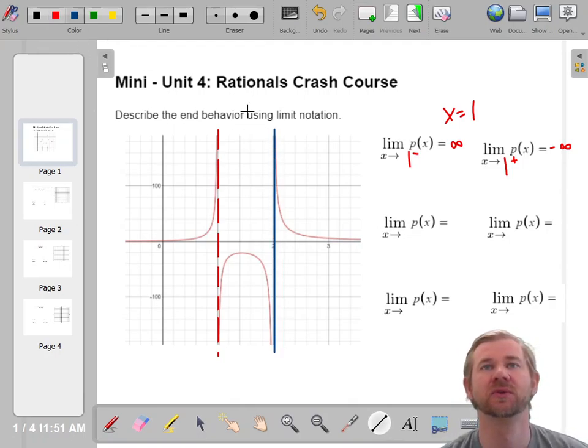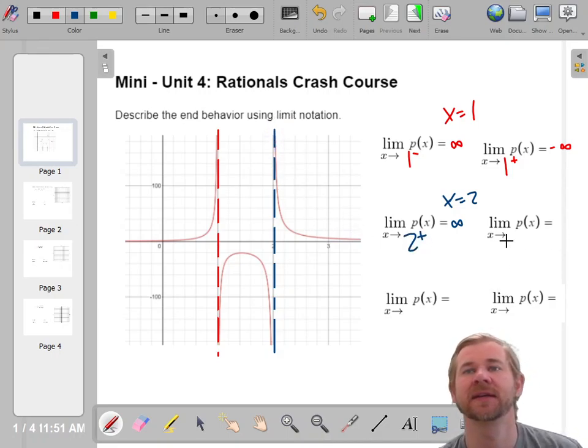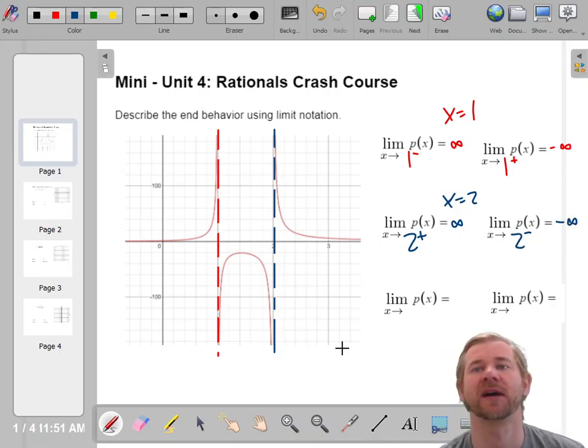When x equals 2, I have another vertical asymptote, x equals 2. And again, you can see that it's going up right here on the right side. So it's over here on the right. So we say 2 with a plus sign. And here it's going down, so negative infinity. And that's on the left side, so 2 with a minus.